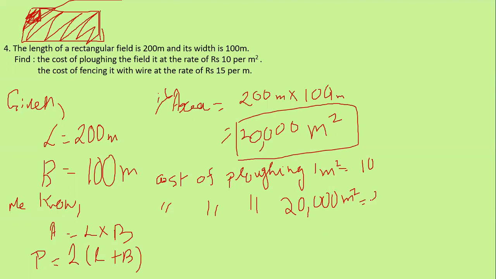2 lakh. Total 2 lakh rupees, right? So this is the cost required for plowing. तो अगर मुझे वो फील्ड के अंदर प्लाव करना है तो it will take me rupees 2 lakh.